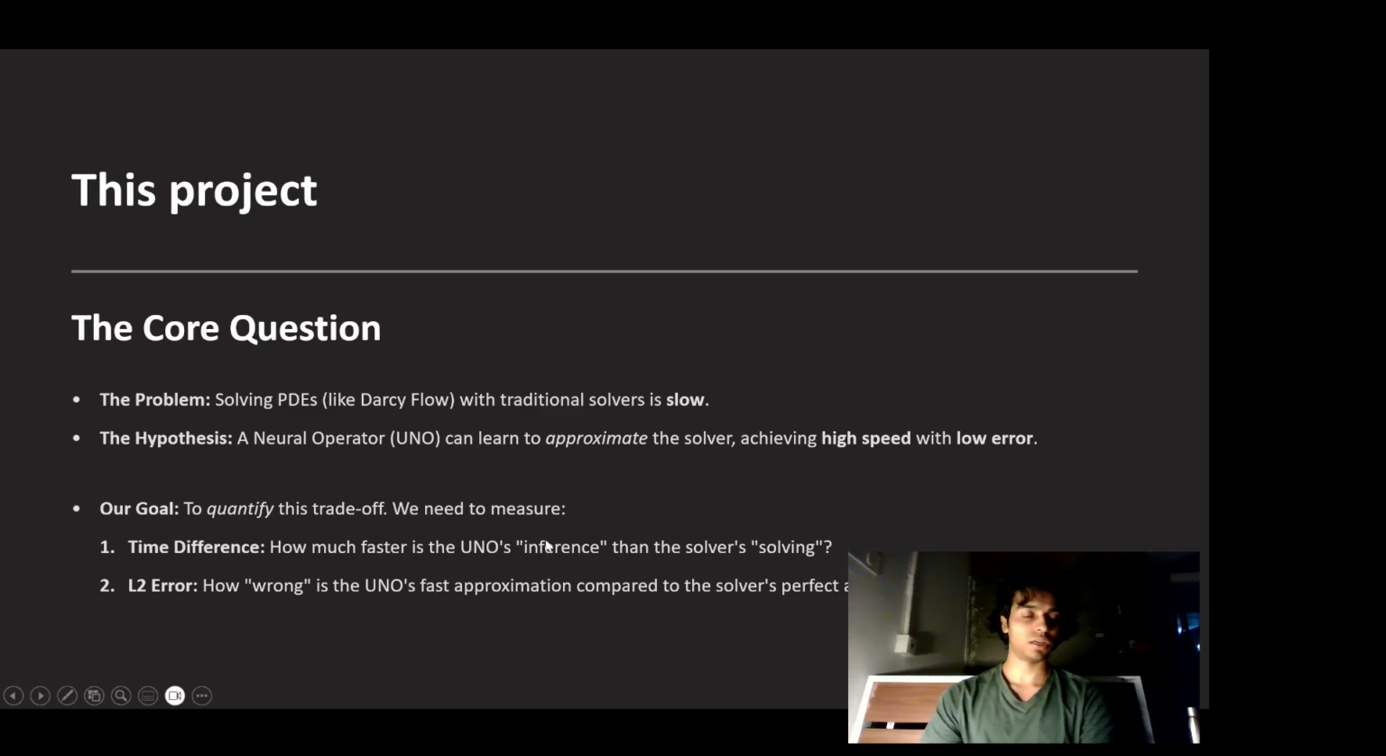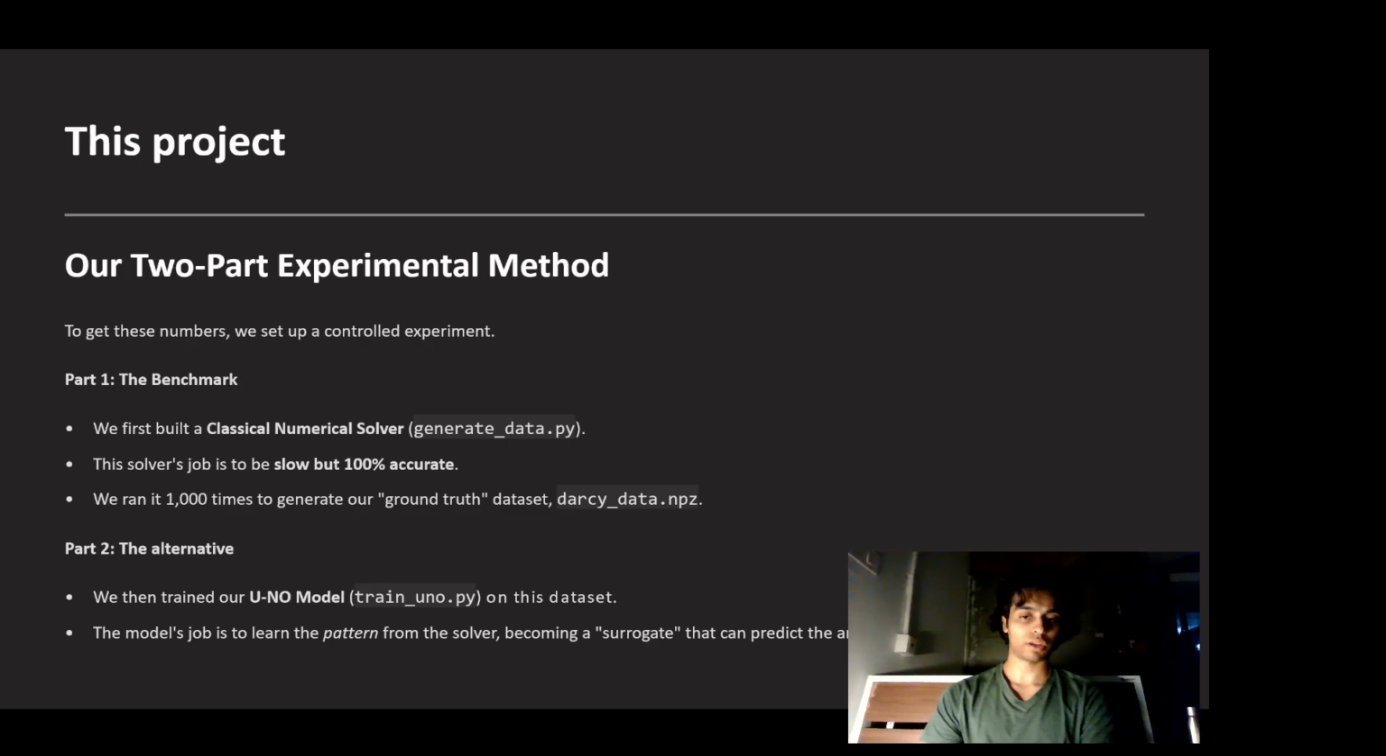So again, the core question of this project is solving PDEs like the Darcy flow, for which classical solvers are slow. The hypothesis is UNOs can approximate it fairly well, but we want to see how much the speed gain is. That's what we're going to be checking, and how much the error is. These are the two things that we want to check. If the speed gain is high and the error is low, that is perfect. If not, how much are we allowing to let go? And if it's okay for our use case.